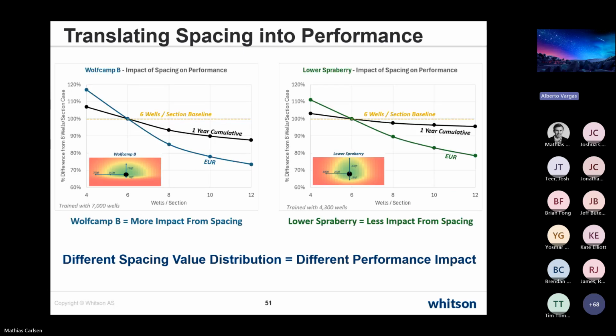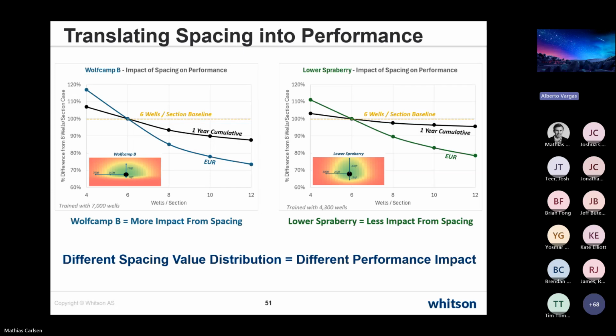Now we can see what happens when you use those spacing values and run them through that neural network to see how the well performance would look. On the left-hand side, I have the Wolfcamp B. I've picked 6 wells per section arbitrarily as a baseline. What I'm showing in black is the 1-year cum predicted by the neural network when this spacing algorithm is being used. You can see that more wells per section is bad for 1-year cum, and fewer wells is good. That's fairly obvious, but you now at least have a quantification of how much that would change.